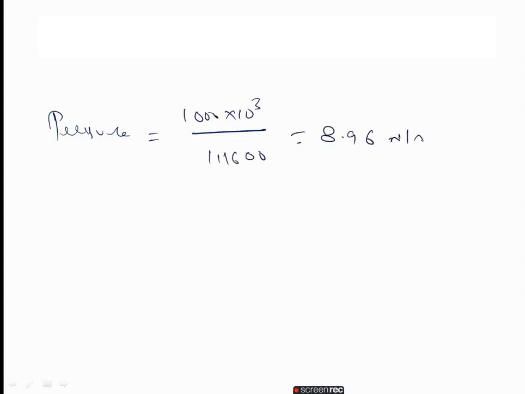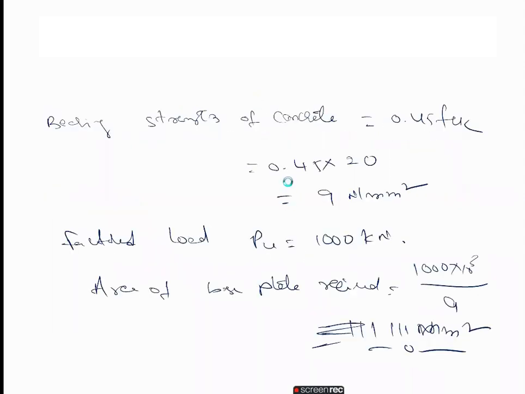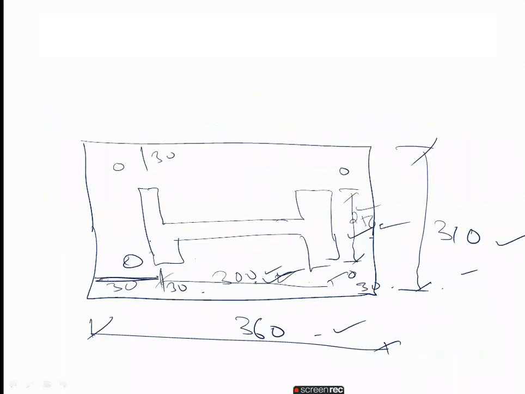Now we will calculate the pressure here. The pressure is the load, 1000 into 10 cube, by area 111,600. You got 8.96 Newton per mm square. Now we have to calculate the projections A and B. So A is nothing but this one. This is the A.